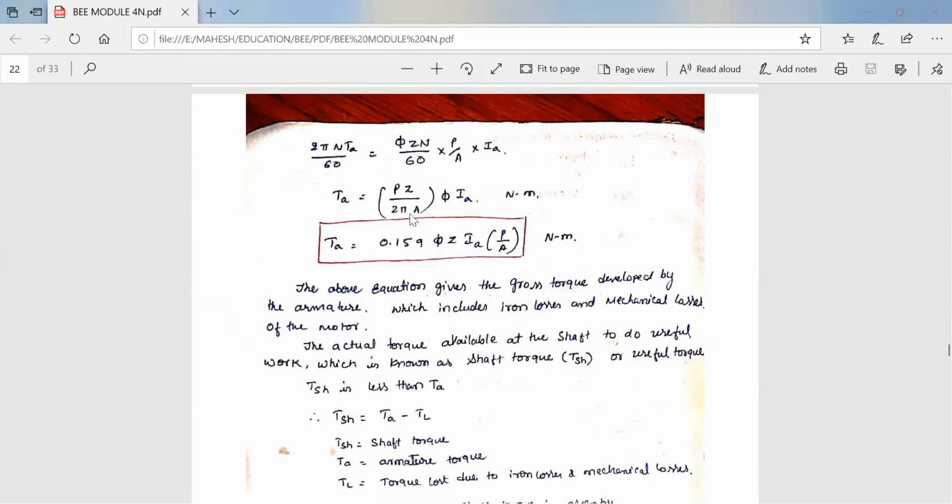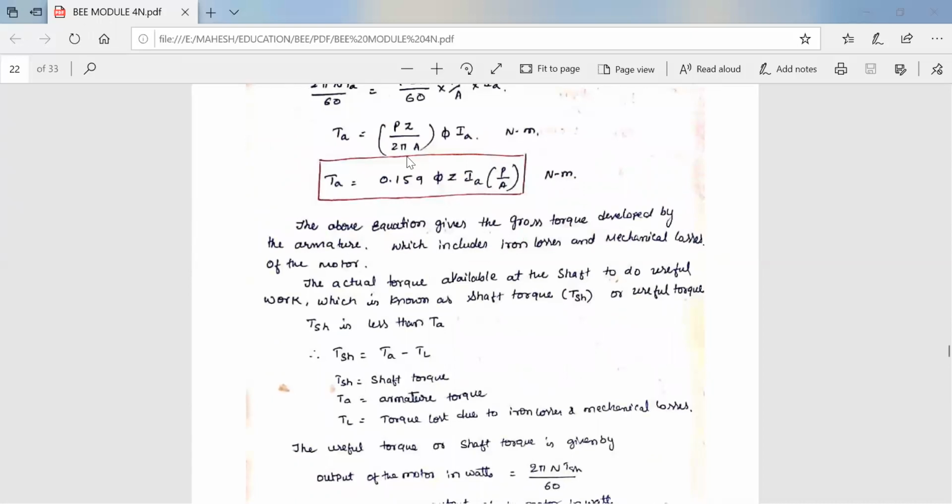If I solve for 2 pi, I get Ta equals 0.159 Z phi Ia into P by A. So the armature torque is also called the gross torque developed by the armature. So this is the torque equation of a DC motor. Next we will see the different types of torque.